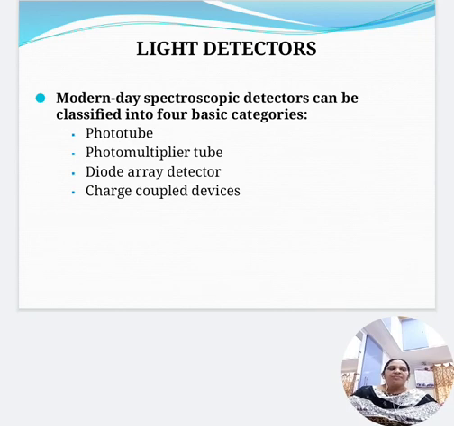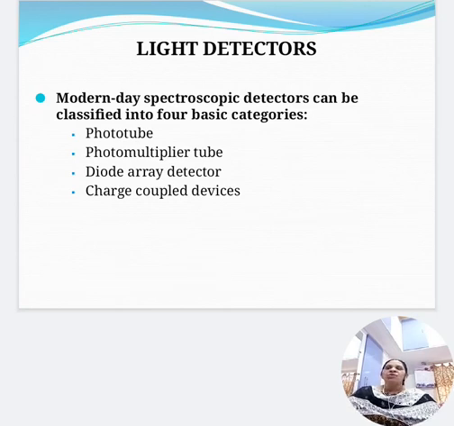The commercially available photo detectors are photon detectors. They are the photovoltaic cells, the photo tubes and photomultipliers, photoconductive devices like LDRs, and silicon diode detectors. These are the four types of detectors which are most commercially available. They are called photon detectors.